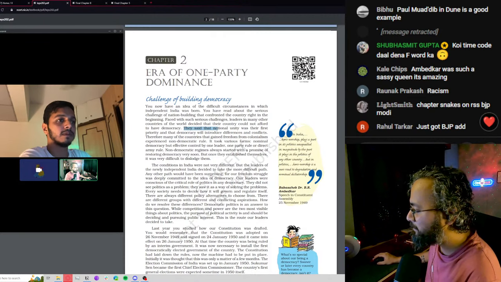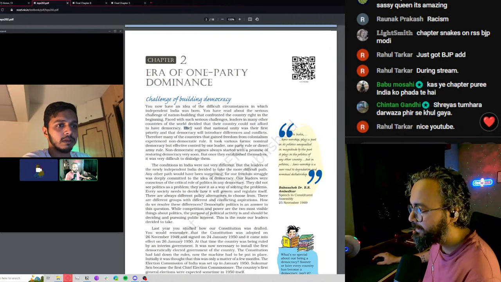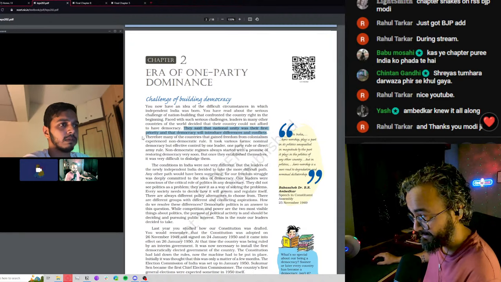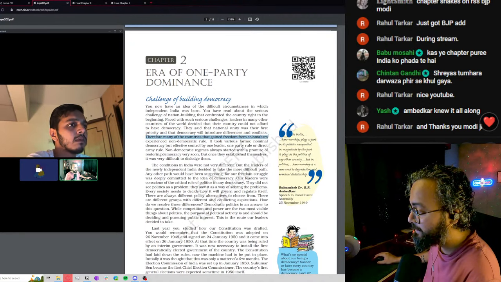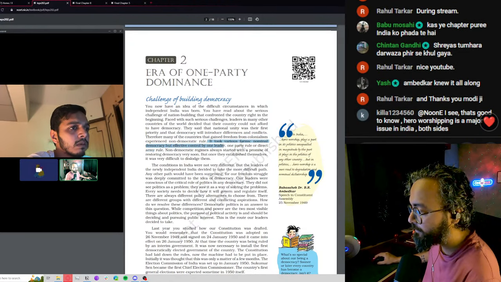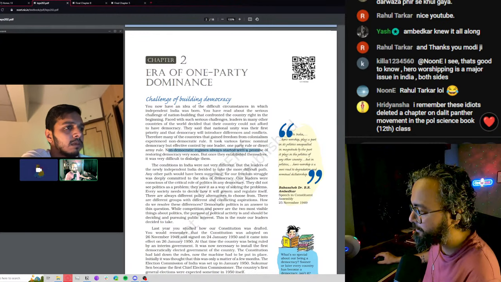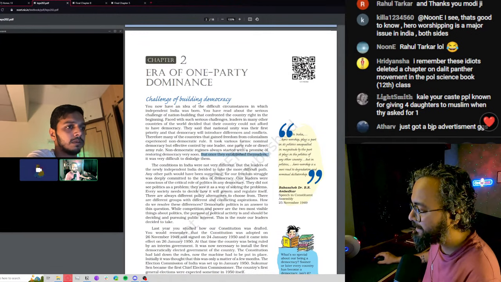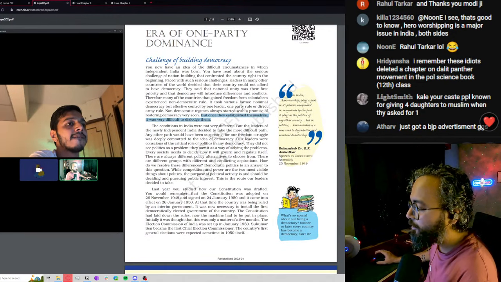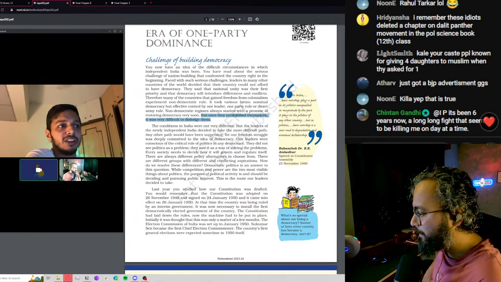They said that leaders in many other countries of the world decided that their country could not afford to have a democracy. They said that national unity was their first priority and that democracy will introduce differences and conflicts. Therefore, many of the countries that gained freedom from colonialism experienced non-democratic rule. It took various forms, nominal democracy, but effective control by one leader, one party rule or direct army rule. Non-democratic regimes were always started with a promise of restoring democracy very soon. But once they were established themselves, it was very difficult to dislodge them. But I mean, the whole point is that, you know, oh, look at these other countries and we became a democracy. Thank God we are not like those countries.